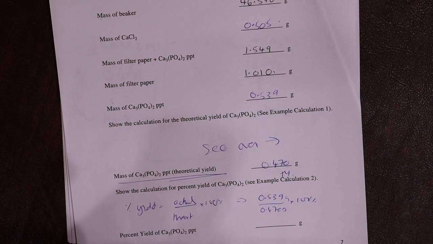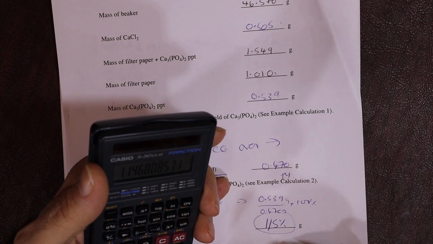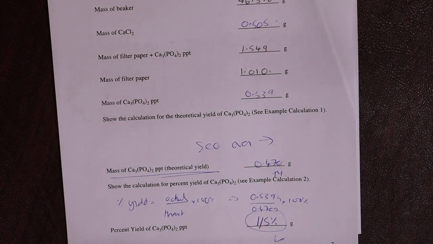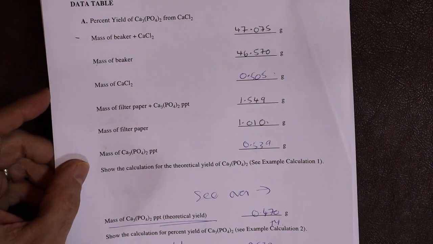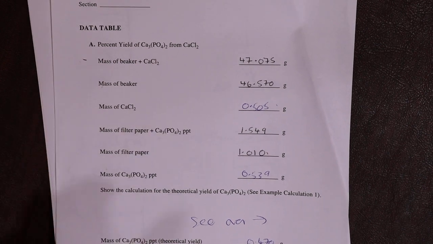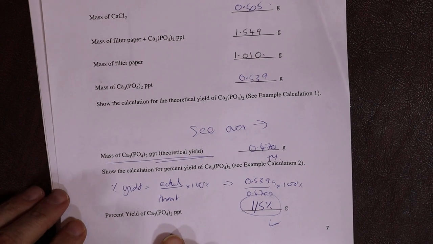0.539 divided by 0.470, 115%. That's okay. It's allowed to be bigger than 100 because of experimental error. Anything between 80 and 140, believe it or not, in this experiment is okay. All right, so that's how you'd complete part 1.